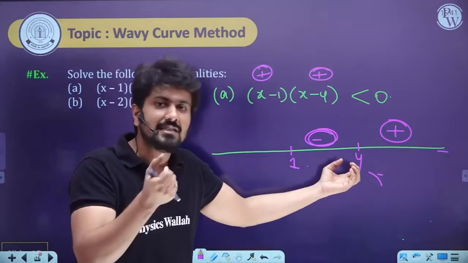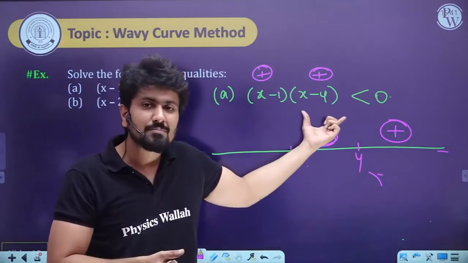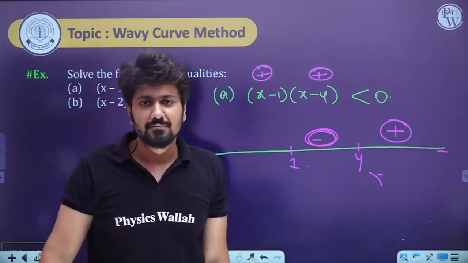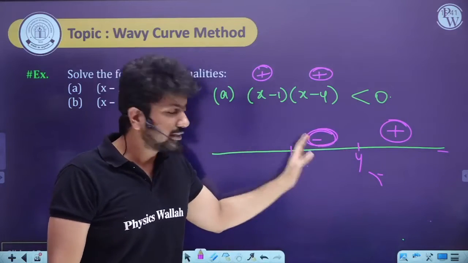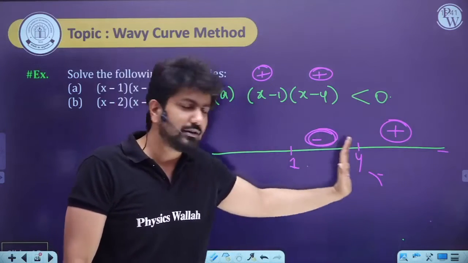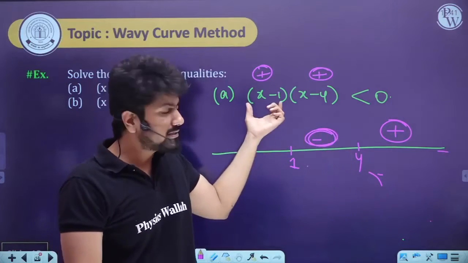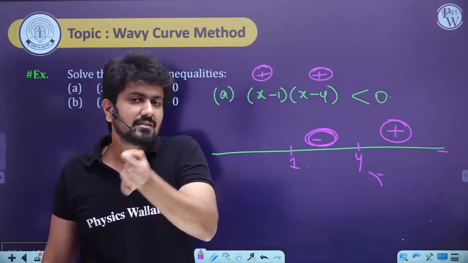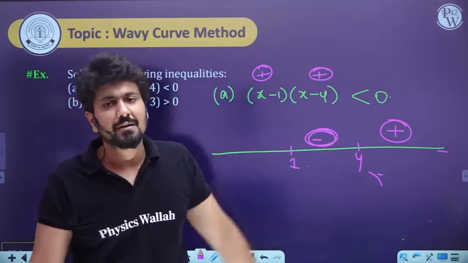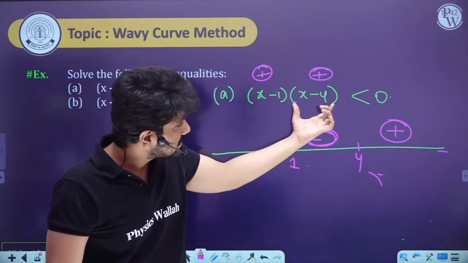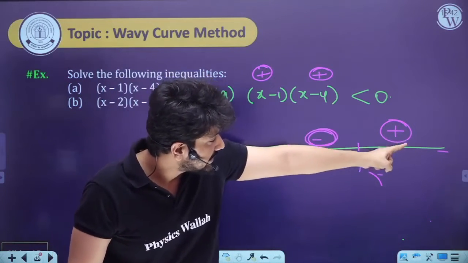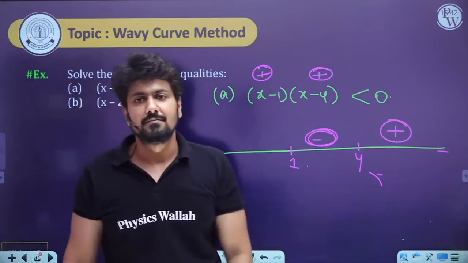Which factor changed its sign? The factor of x minus 4 changed its sign. The factor of x minus 1 is still positive because it is in the right of 1. If you put any value of x in the right of 1, this factor is still positive. But which factor changed its sign? The factor of x minus 4. And because this factor changed its sign, the sign changed from positive to negative.